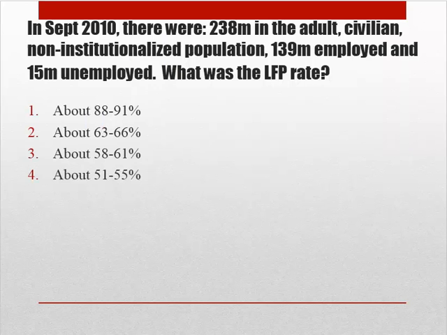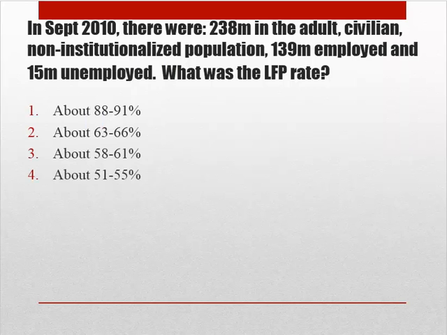In September 2010, if we looked at the data, there were 238 million people in the adult civilian non-institutionalized population. Of those, 139 million were employed according to the Bureau of Labor Statistics definition, and 15 million of them were unemployed according to the Bureau of Labor Statistics definition. So what is the unemployment rate in this situation here? Sorry, excuse me, this question is what is the labor force participation rate? I was getting ahead of myself.